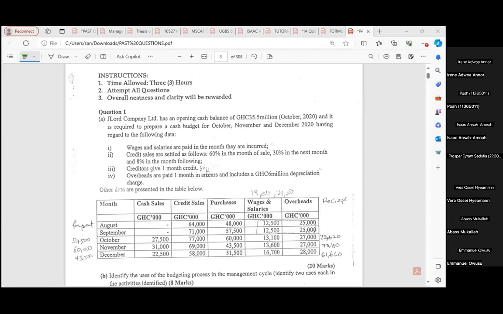Creditors give 1 month credit. Overheads are paid 1 month in arrears and include 6 million depreciation. So, simple question. Let's close. Other than that, I'll bore you so much.